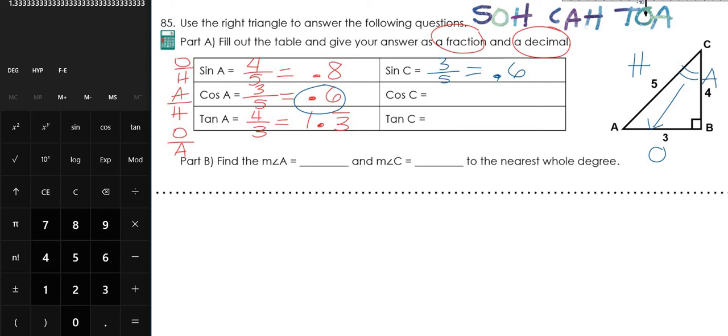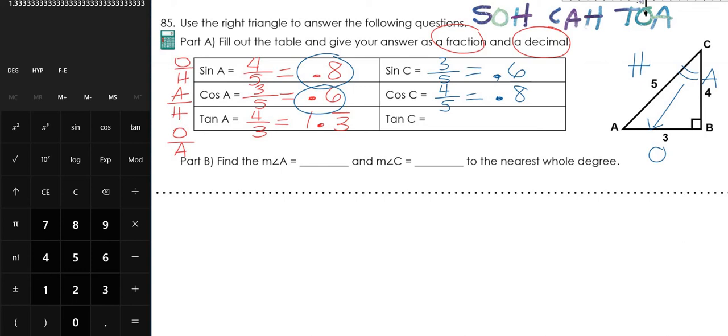Okay, let's keep going. Cosine of C is adjacent over hypotenuse. 4 over 5, which we've done before. It's right here, 0.8. So again, notice cosine of C is the same as sine of A. So those opposite trig ratios, and then you switch your angle as well.